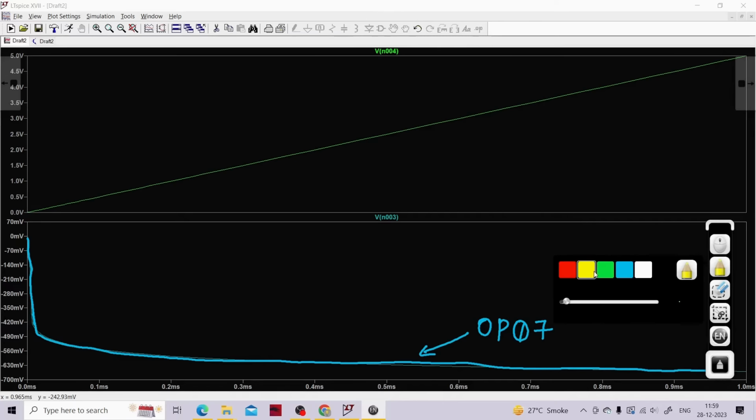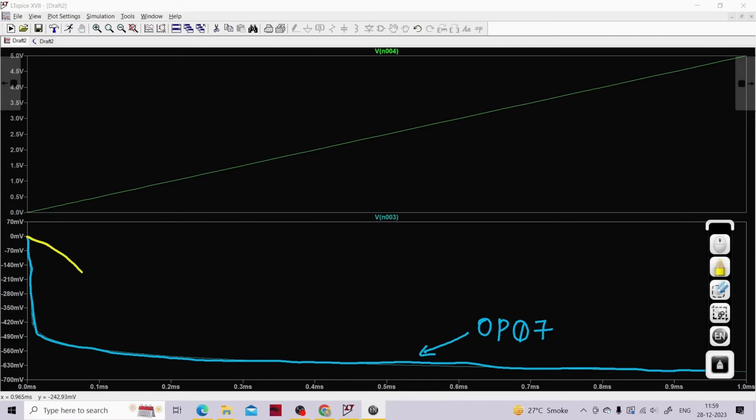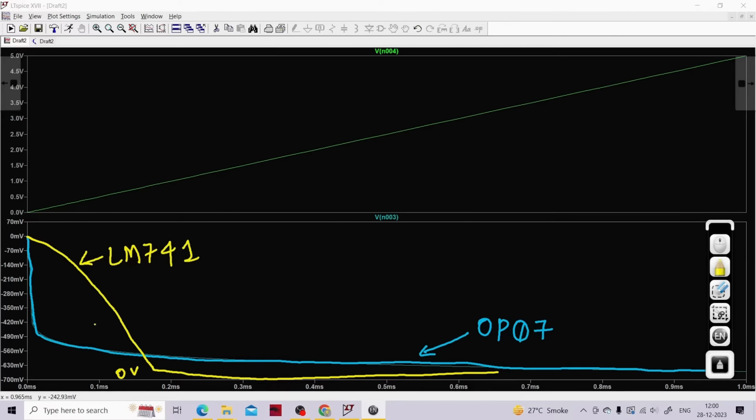Now, if you could remember, forget about the values that are present over here for a second. In case of LM741, we were getting this kind of waveform, something like this, and then after some point, it was constant. Over there, it was 0 volts. That's why I said for the time being, just forget about this particular value. But now, if you look at this particular curve, this was for LM741, and this is for OP07.